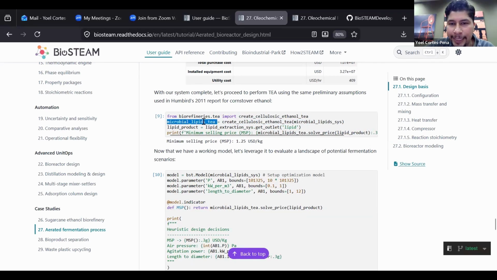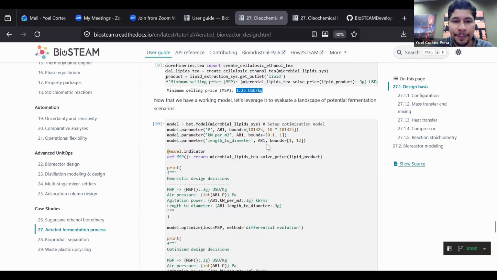So here we create the TEA object, and then using the TEA object, we can solve for the price for the liquid product stream. And this is the minimum selling price. So it's doing cash flow analysis.